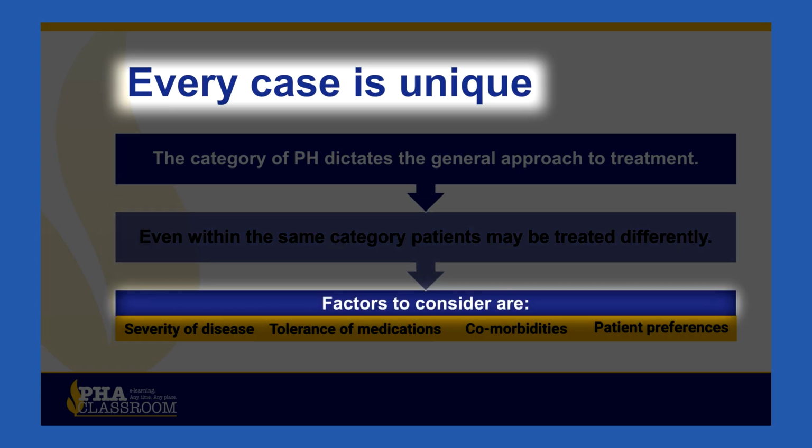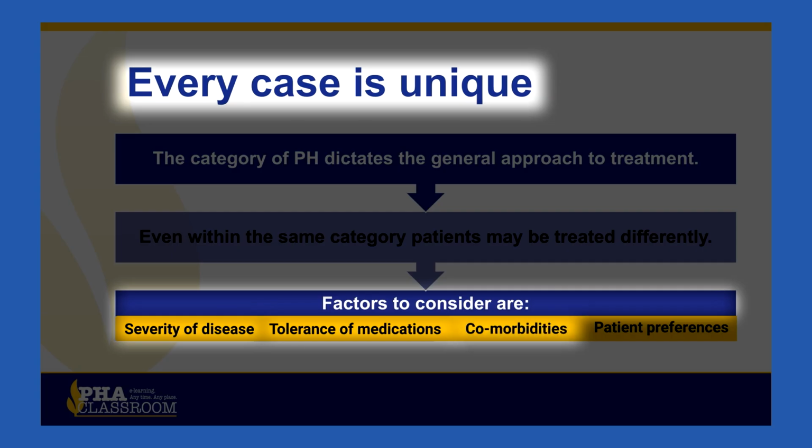Other things that they have to consider are the severity of the disease. Patients with more severe disease may require more aggressive treatment options. Also, the tolerance of the medication. Not every patient is a candidate for every medication or can tolerate every medication. Comorbid illnesses can affect which medications we choose.